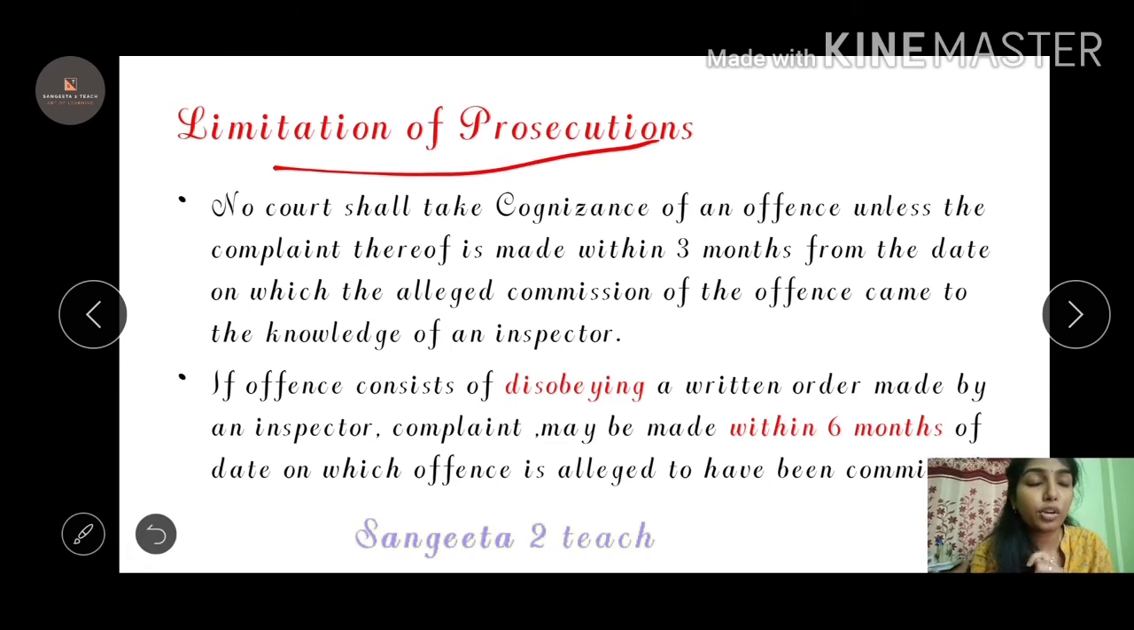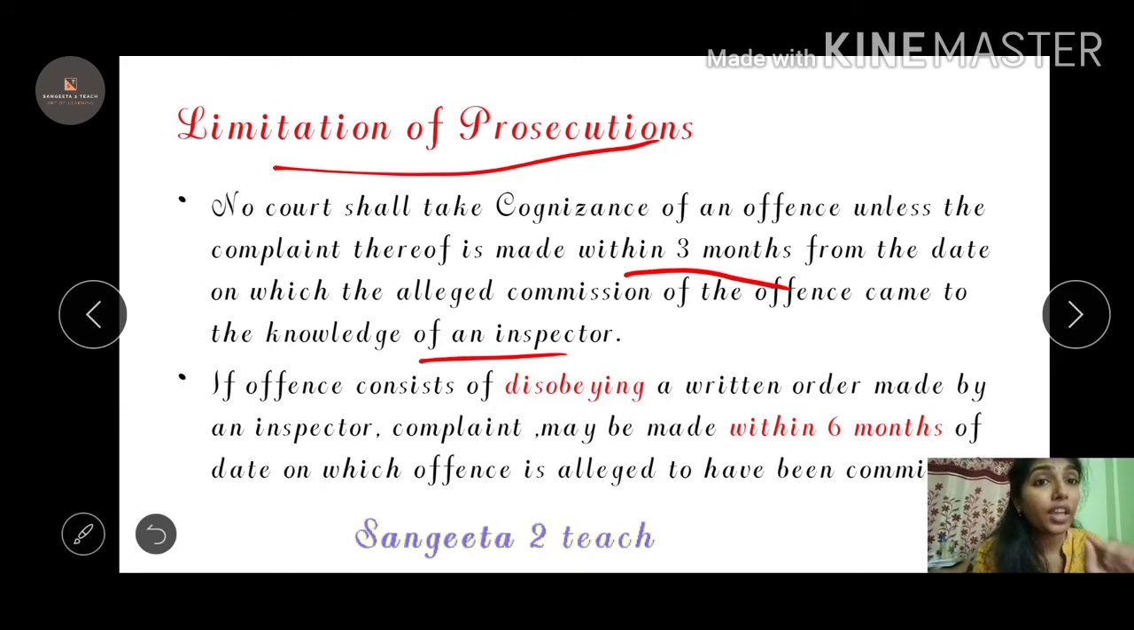Limitations of the prosecution. No court shall take cognizance of the offence unless a complaint is made. See, nobody will get interfered with. No court has the right to interfere unless a complaint is made within 3 months from the date on which the alleged commission of the offence came to the knowledge of the inspector. See, within 3 months you can do it. If there is a complaint within 3 months, then the court can take action. Without any notice, without any complaint, no court has the right to get into their affairs.